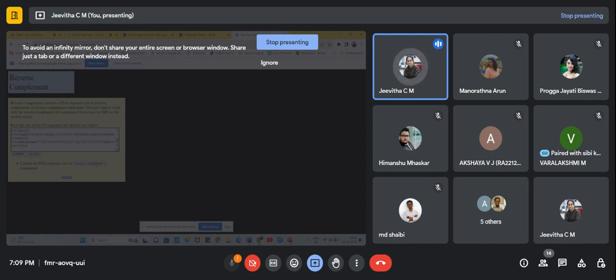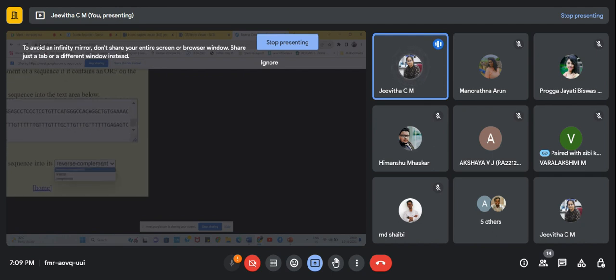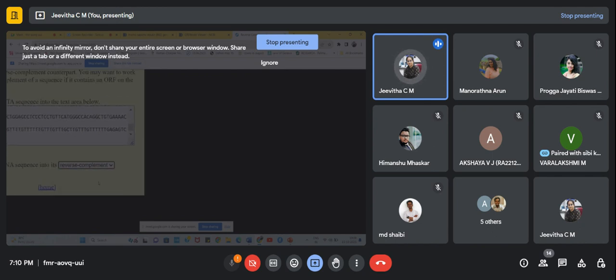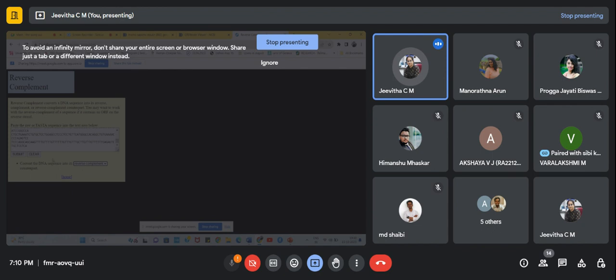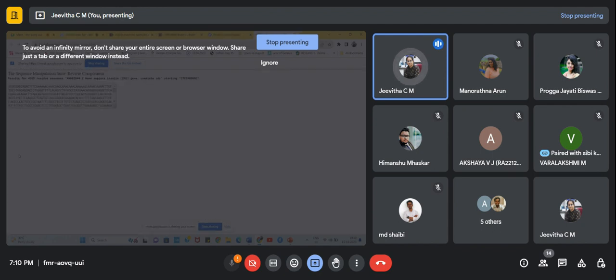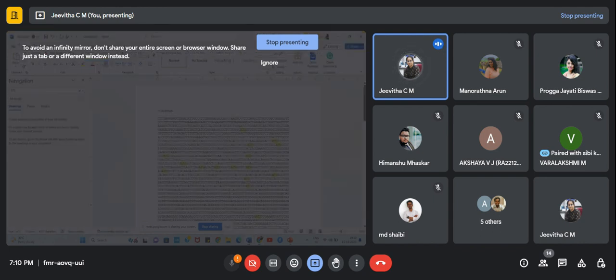You can convert the DNA sequence as a reverse complement here. So I'm giving it as a reverse complement and submitting the data. I'll copy this and paste it here. Positive strand.